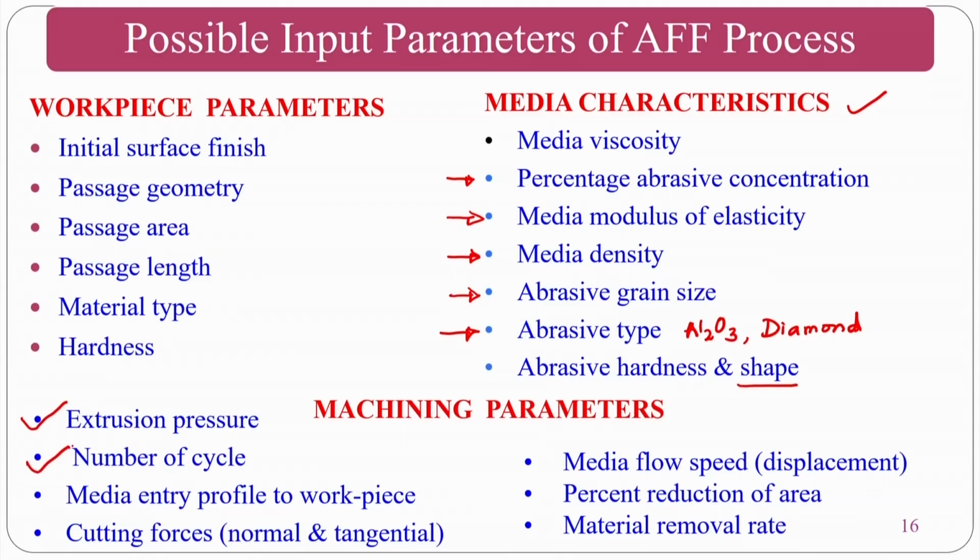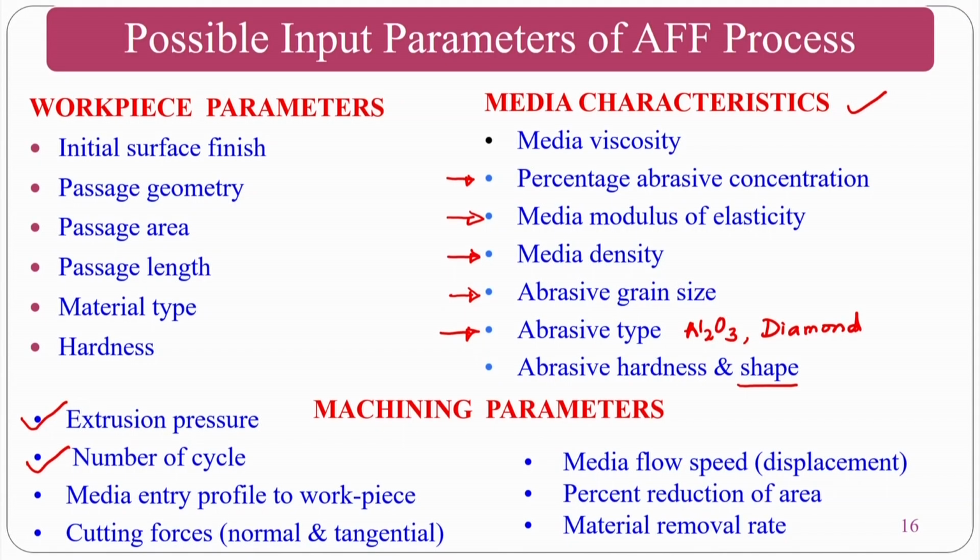Number of cycles: you need to optimize the number of cycles for each and every material with respect to the input conditions like initial surface roughness, type of workpiece material, type of abrasive material, and other input parameters you have to fix. Then extrusion pressure and all those things you have to fix. Then you have to optimize the number of cycles for each and every material combination. The number of cycles will be different.